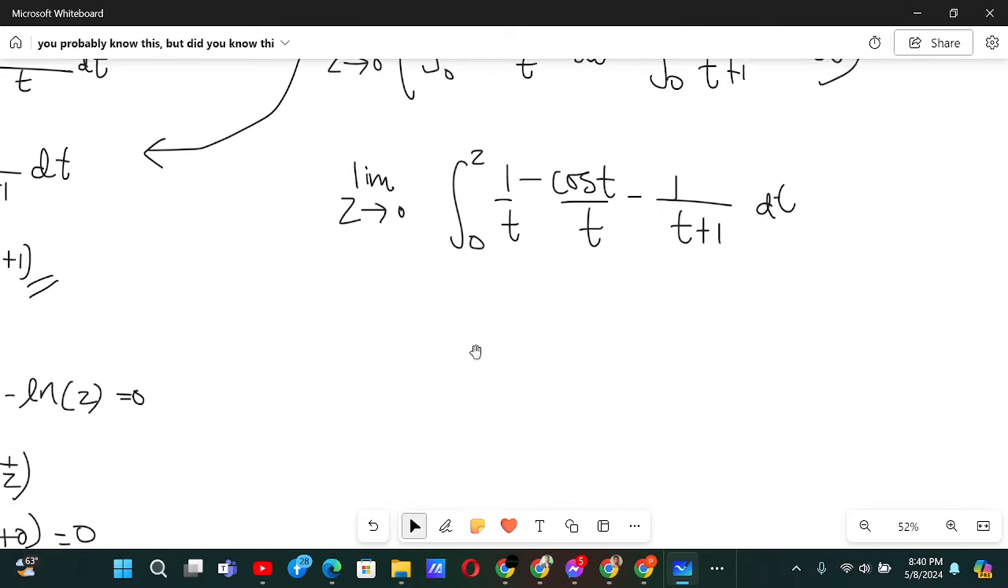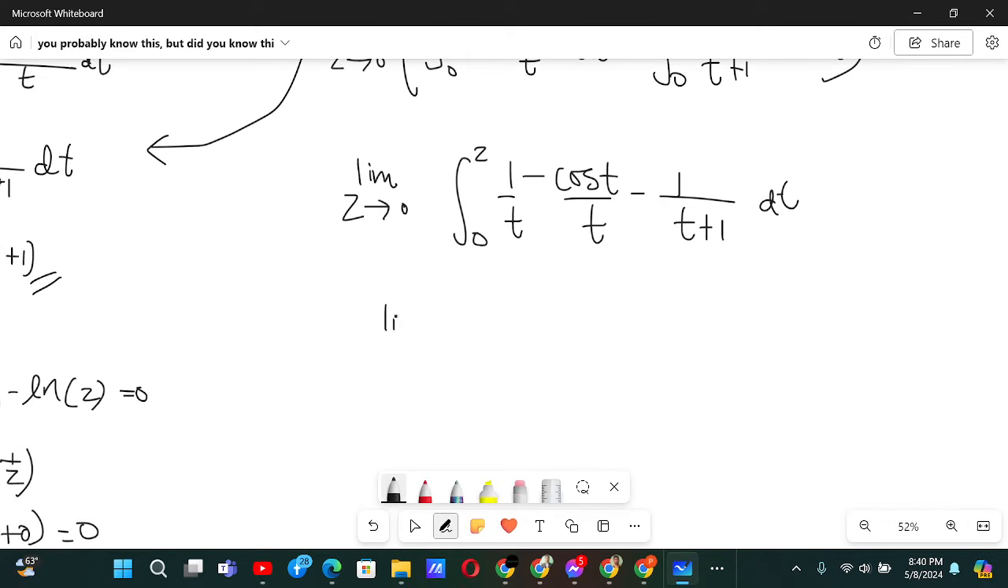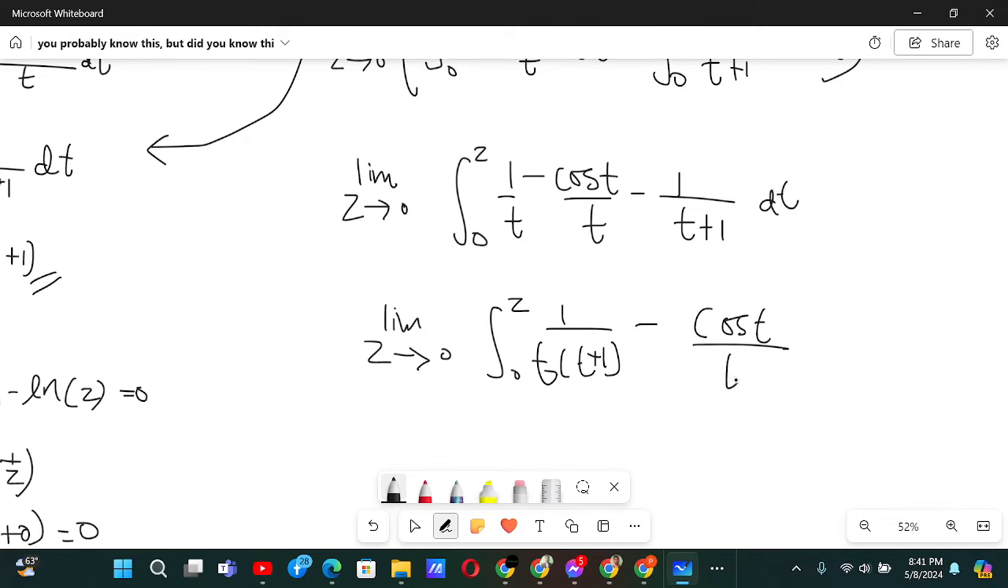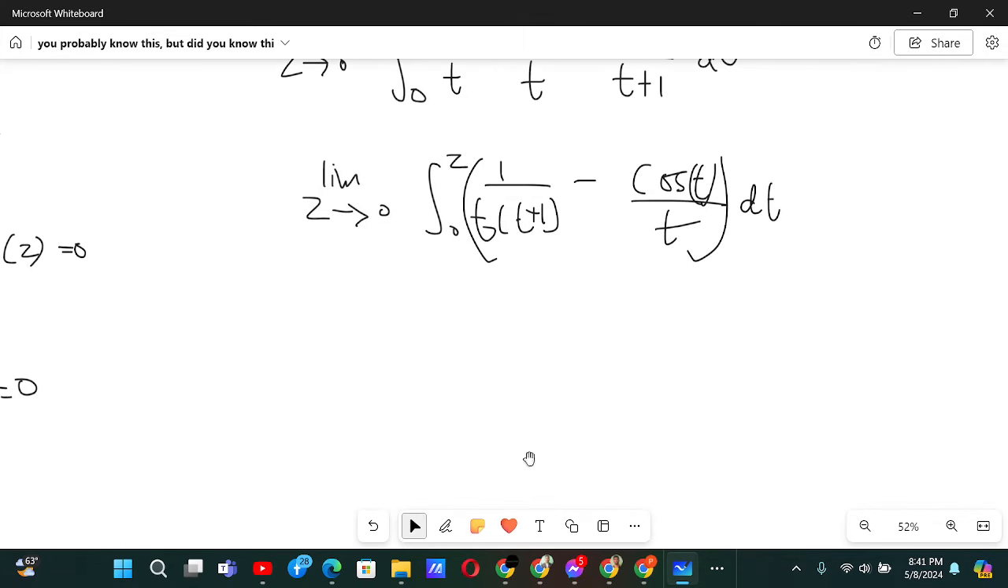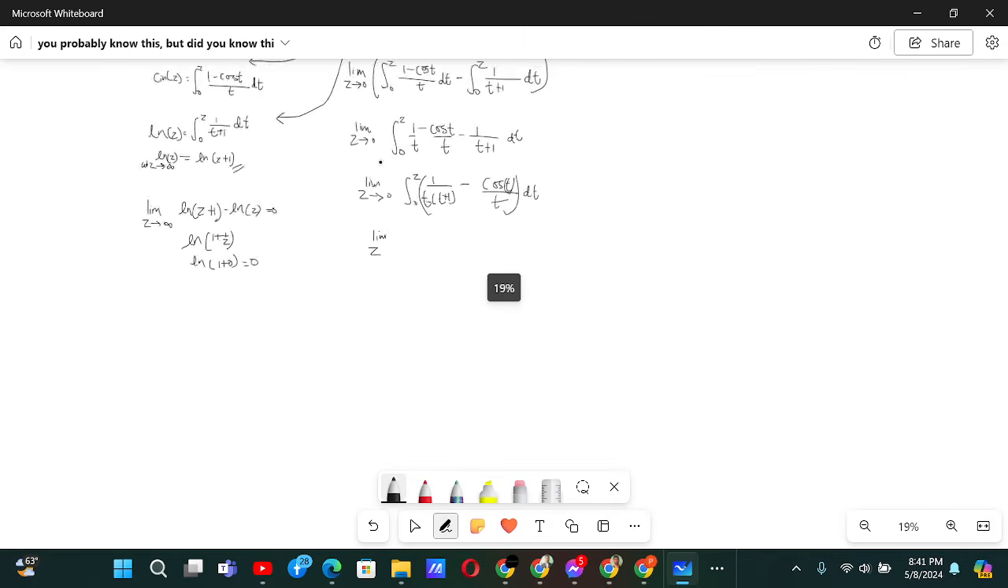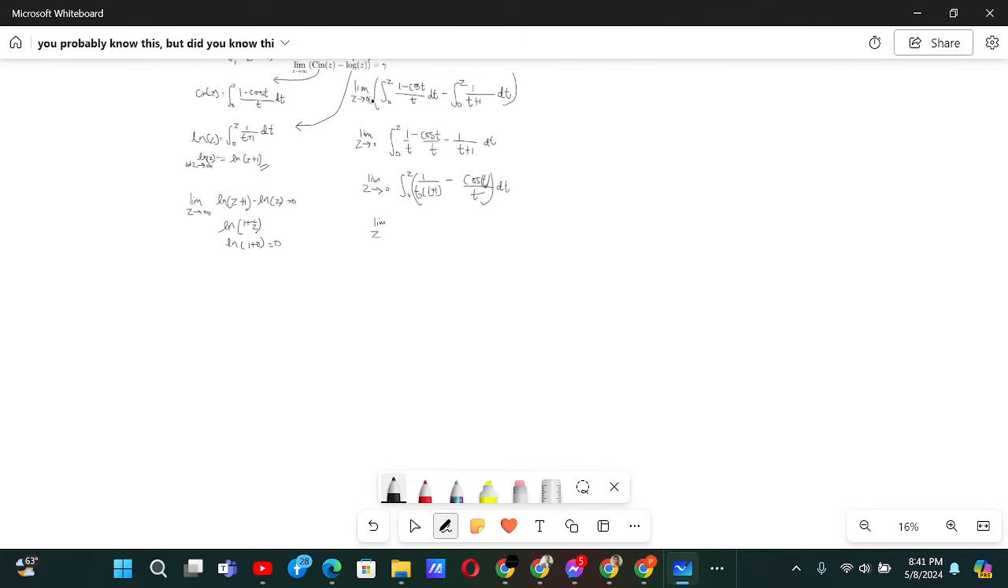Now let's group these rational functions. Limit g goes to infinity, if we group them, we get the integral from 0 to g of 1 by t minus 1 by t plus 1, which is basically 1 by t times t plus 1, minus cos of t by t dt. Now at this point a slight observation is needed to make things go forward. And the observation is that t is not going to 0, basically g is going to infinity. Sorry, I'm sorry for this.